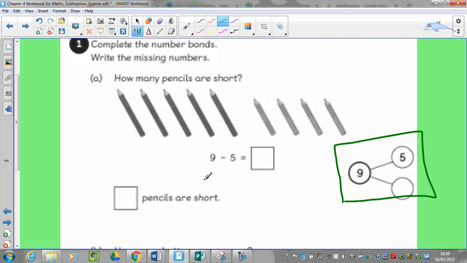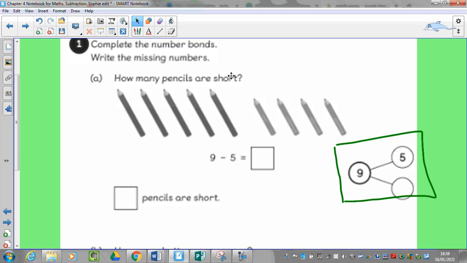Now this is why we need to use our number bond method rather than our crossing out method, because if we cross out 5 here, 1, 2, 3, 4, 5. The question's asking how many pencils are short, and I've just crossed out one of the long pencils, so it doesn't make sense. So this is why we need to make sure that we are using our number bond knowledge and not our crossing out method today.